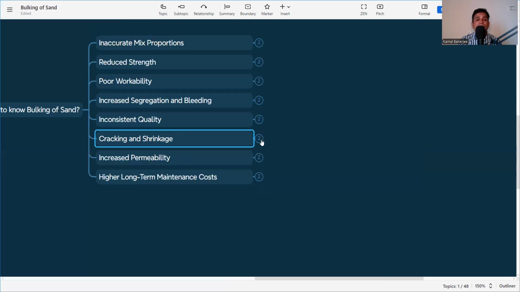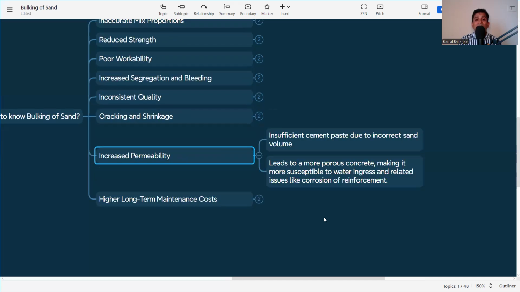The next is increased permeability. Insufficient cement paste due to incorrect sand volume leads to more porous concrete, making it more susceptible to water ingress and related issues like corrosion of the reinforcement. So bulking of sand also has a detrimental effect on permeability, and eventually it affects the durability of the structure.